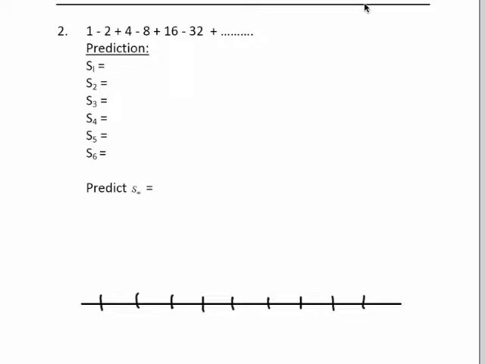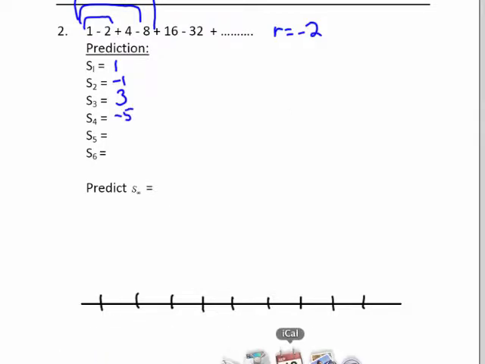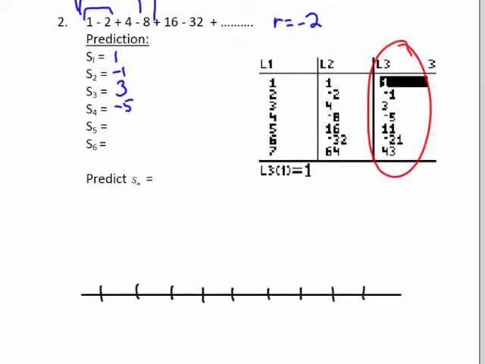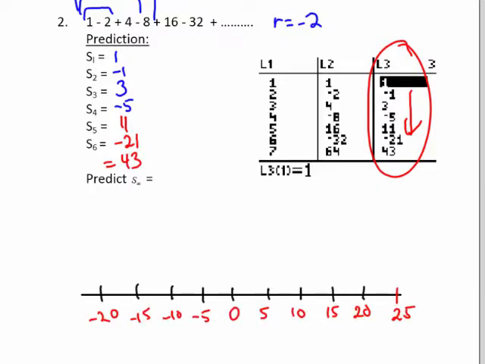Alright, in our next example we have a geometric series with an r value of -2, and so if we find sums, the sum of the first term is 1, the sum of the first 2 terms is -1, the sum of the first 3 terms is 3, the sum of the first 4 terms is -5, and so on. Again, I could use my calculator to come up with those consecutive sums. So from my table I can see the partial sums continuing, a sum of 11, a sum of -21, and a sum of 43.